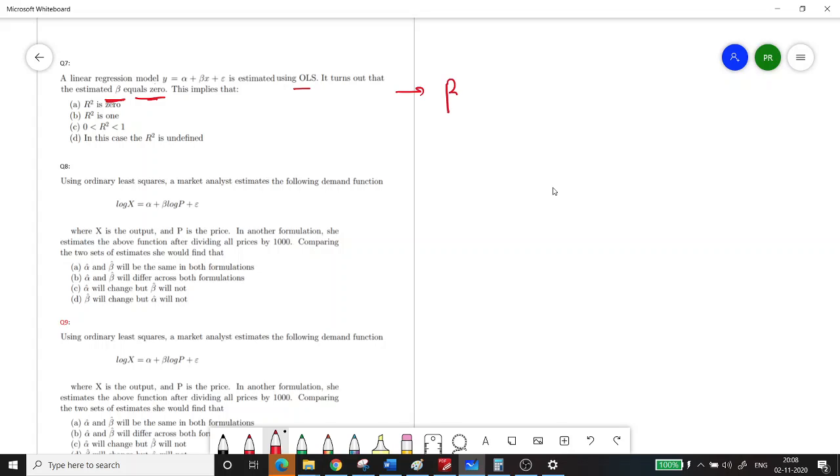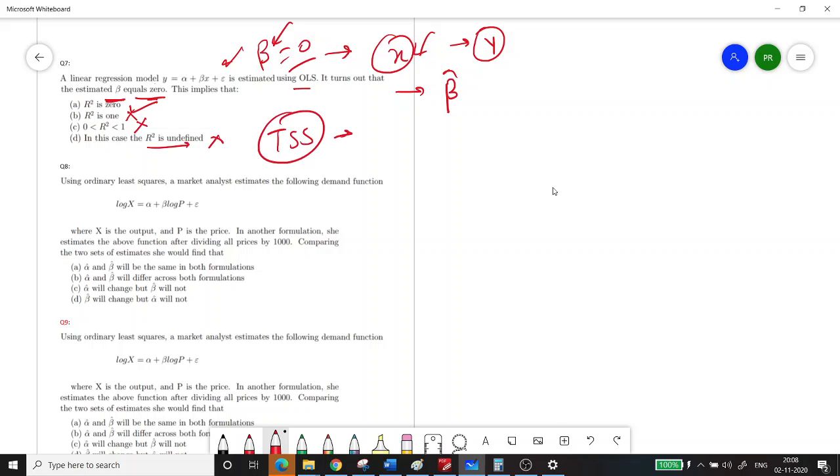That is your beta hat, or in this case they are just using beta, this comes out as 0. So आपको ये clear हो जाना चाहिए that beta coming out as 0 means x does not explain any variation in y. ठीक है? So your ESS automatically becomes 0 because it gets multiplied by this coefficient. So R square is 0, it's true. R square is 1, not right. R square will lie between 0 and 1. In this case, R square is undefined, which is also not true because your TSS is still there. So in this case, your R square is 0 is the true option.